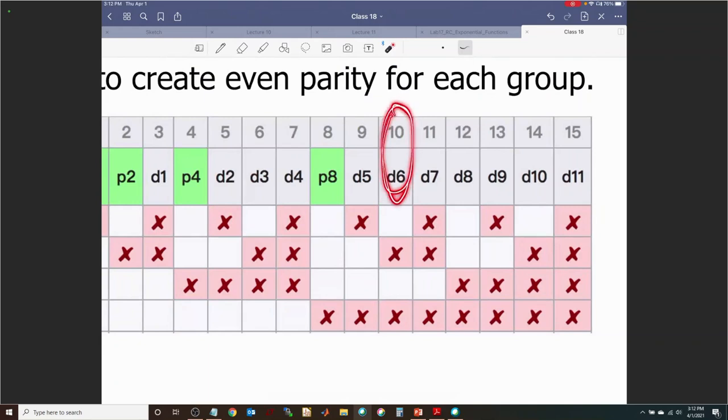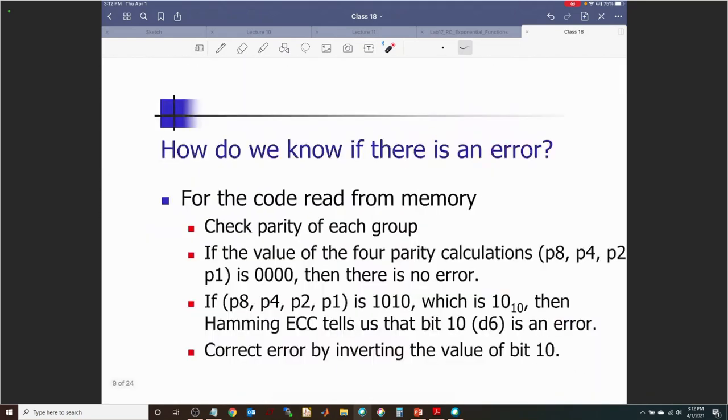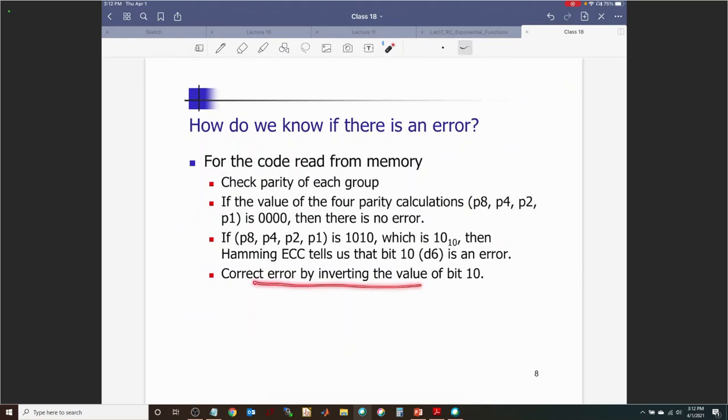That is in error. You see, this position is being covered by P2 and P8. So if you get a 1 and a 1 for P8 and P2, which you see adds up to 10, that tells you that the error is in bit position 10, which here is D6. So once you know that there is an error, all you need to do is convert a 0 to a 1 or 1 to a 0, and you would have corrected it. Just flip that bit. So correct the error by inverting the value of bit position 10. That's how you would fix it.